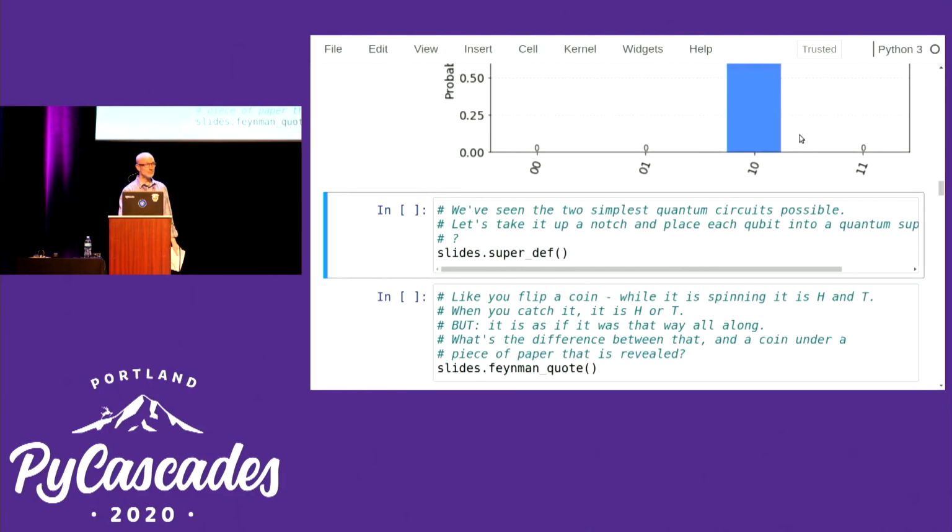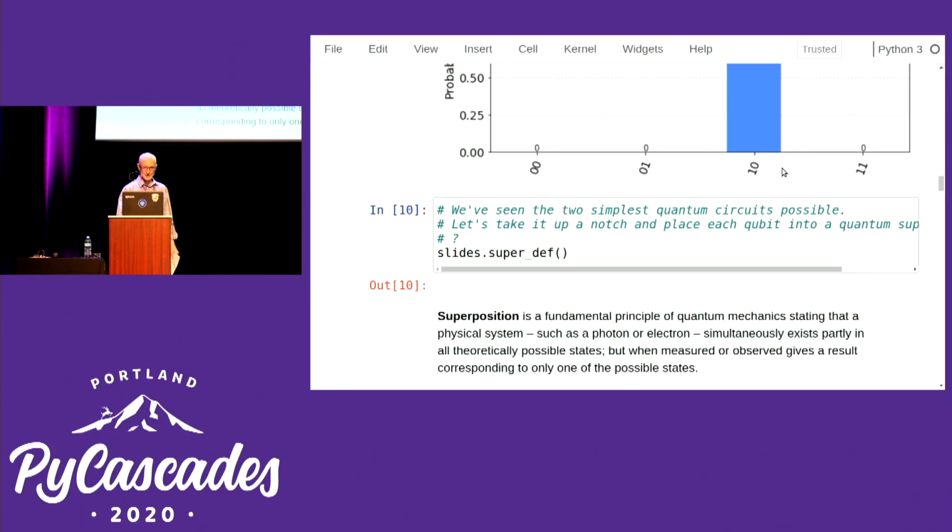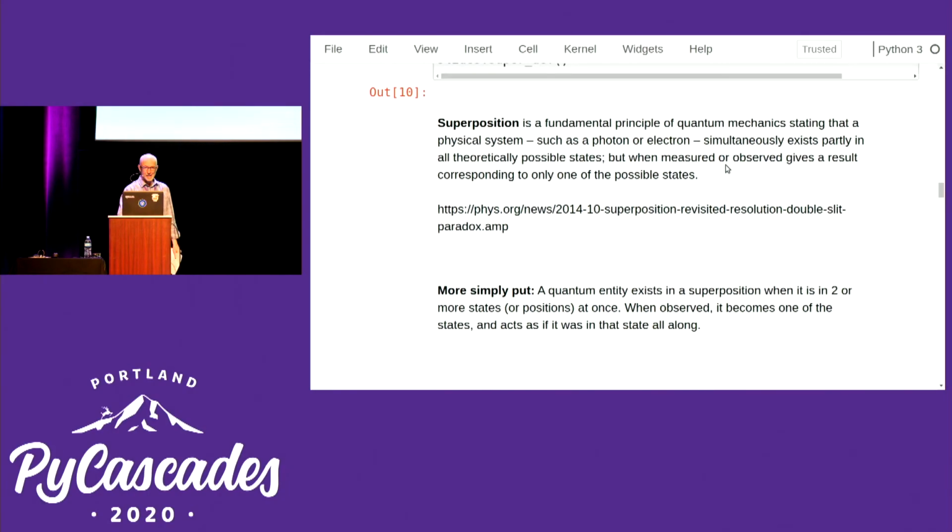So we've seen the 2 simplest quantum circuits possible. Let's take it up a notch and place each qubit into a quantum superposition. What the hell is that, you're probably wondering. Oh, I got a couple definitions. I'll just talk about the simpler one.